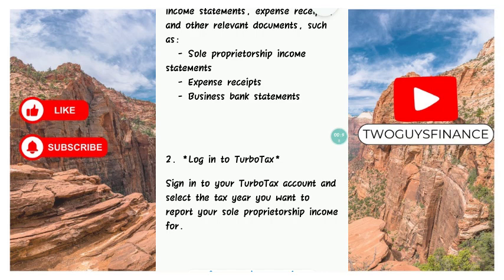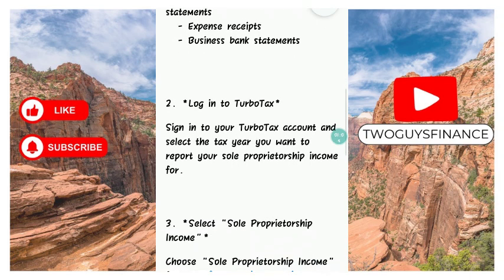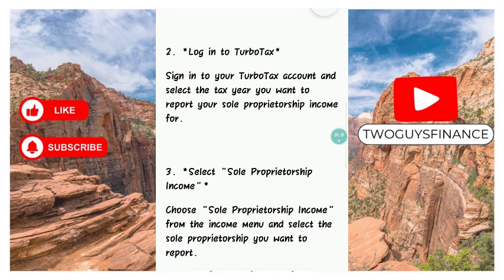So go on Turbotax website and sign into your account using your email address and your password. And once you're signed into your account, you're just going to select the tax year that you want to report your sole proprietorship income for. And then you're going to select sole proprietorship income. So choose that from the income menu and then select sole proprietorship that you want to report.